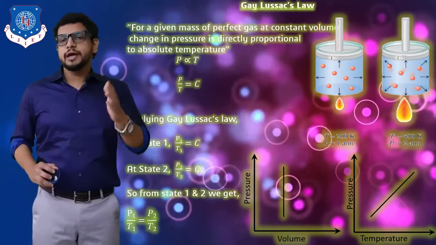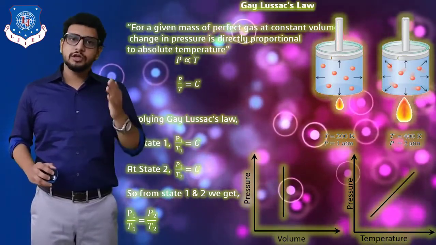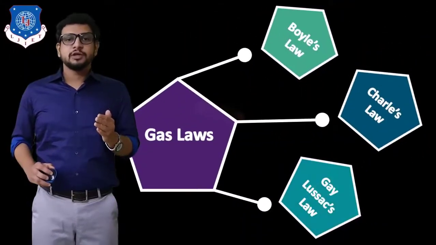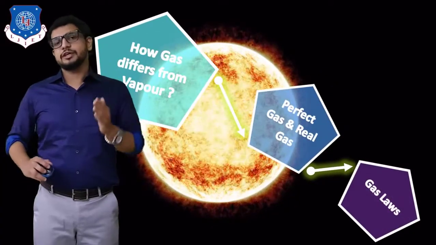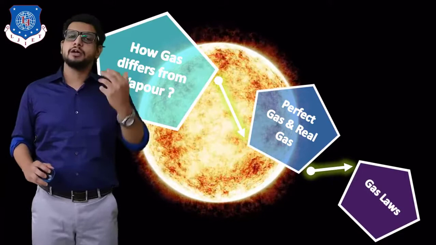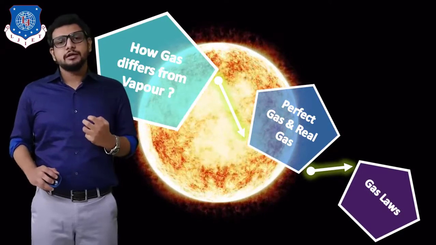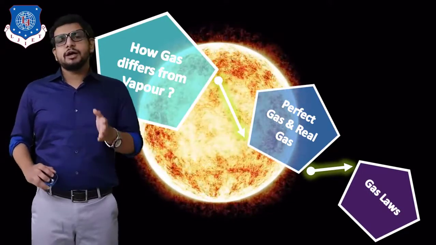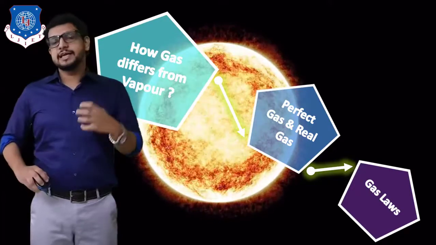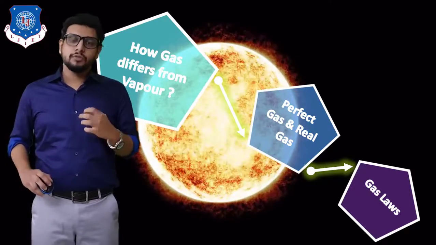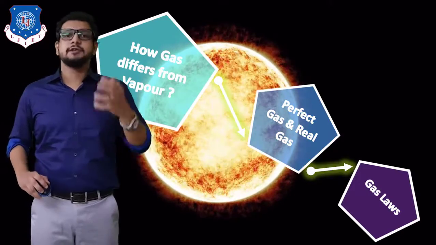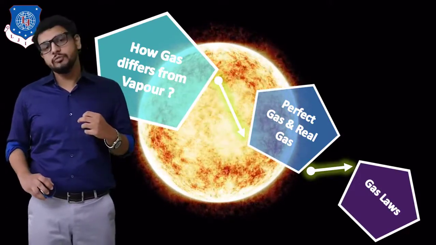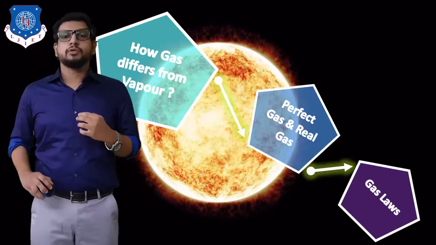Okay, so I hope, guys, that you are clear with all the three laws, that is Boyle's law, Charles's law and Gay-Lussac's law. Along with that, what is the main difference between vapor and gas, and what is perfect gas and real gases. Now today we are stopping here. In our next lecture, we will be discussing specific heat capacity at constant pressure, that is CP, and what is CV, specific heat capacity at constant volume, and the relationship between both of them.